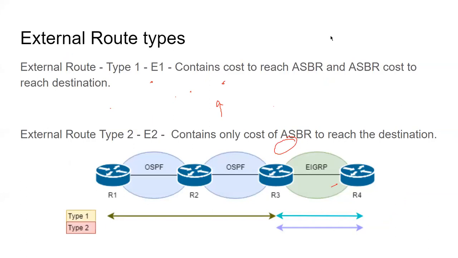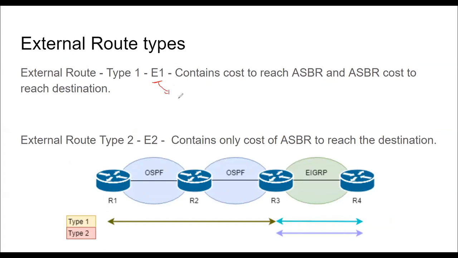So let's talk about these external routes. We have two types. E1 is best. E2 is preferred. Preferred means by default your OSPF will take E2 routes, but if it finds E1 routes for the same destination prefix, it will consider using the E1 routes.